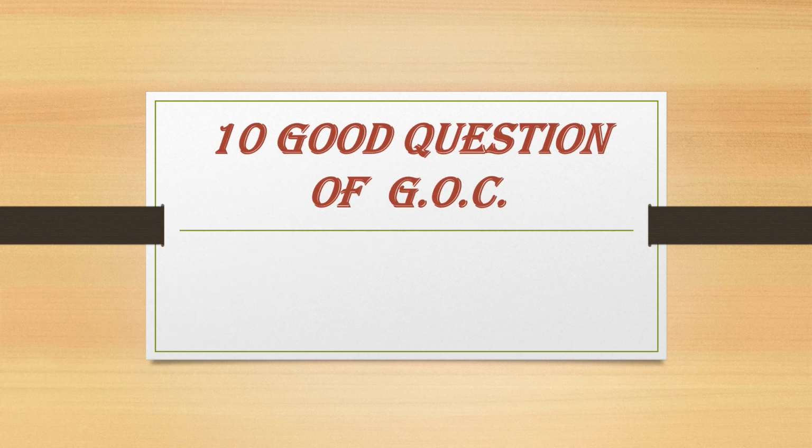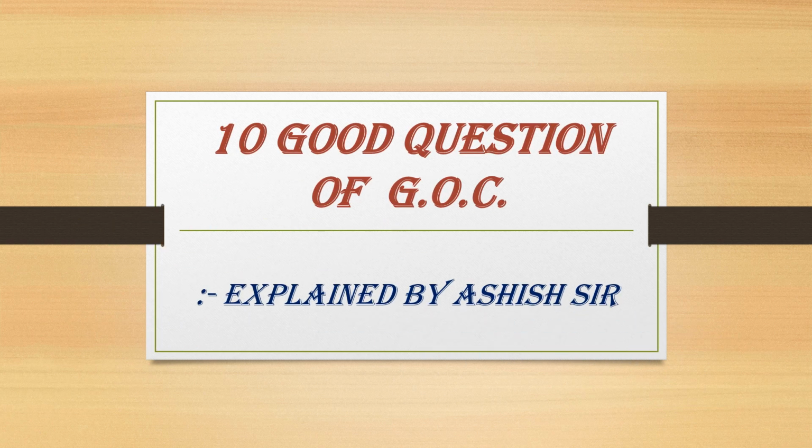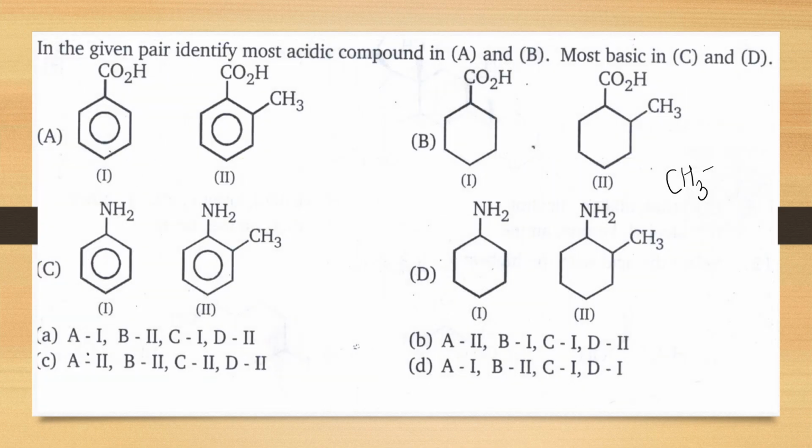Class, we will discuss some good questions of GOC. So let's start with question number 1. In the given pair, we have to identify the most acidic compound in A and B, and in C and D, we have to find out the most basic compound.